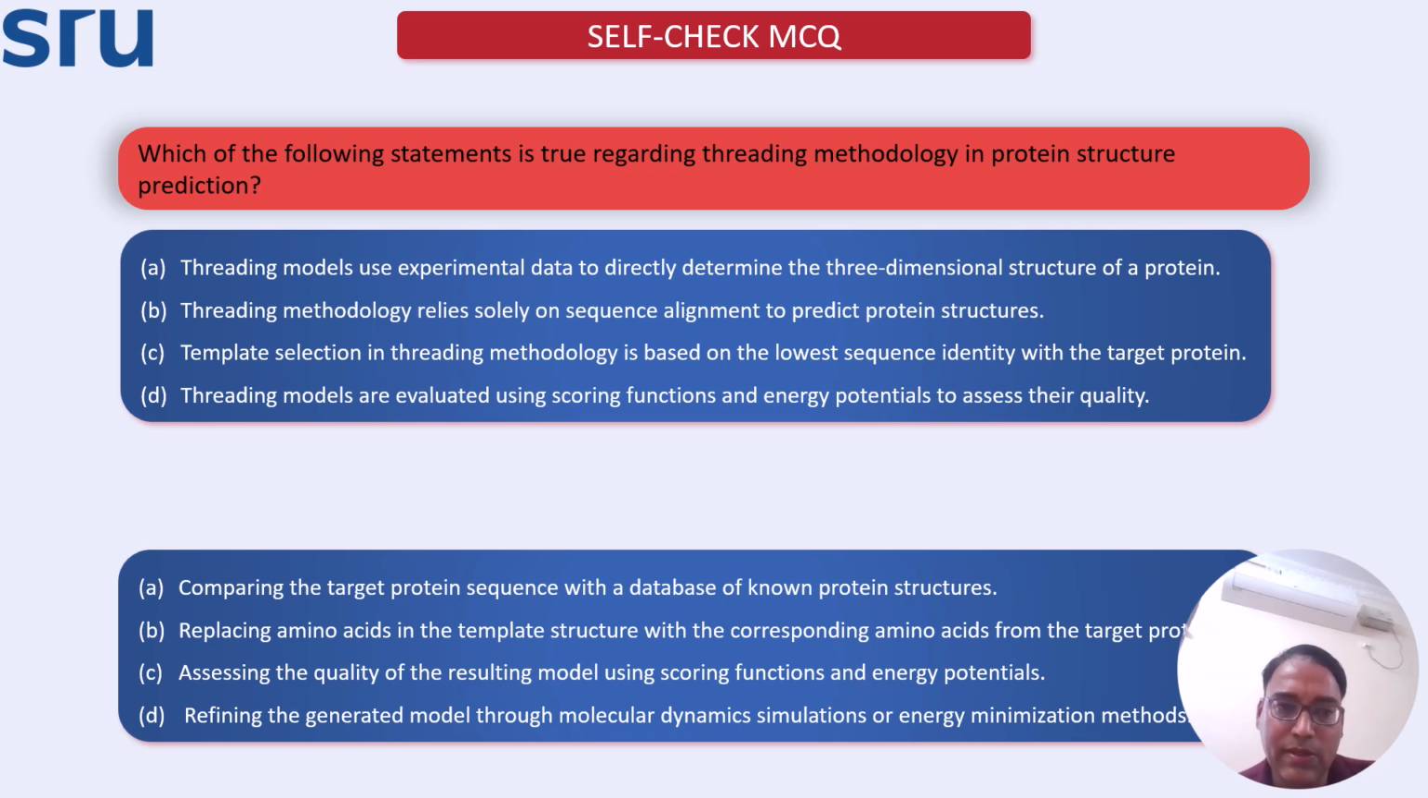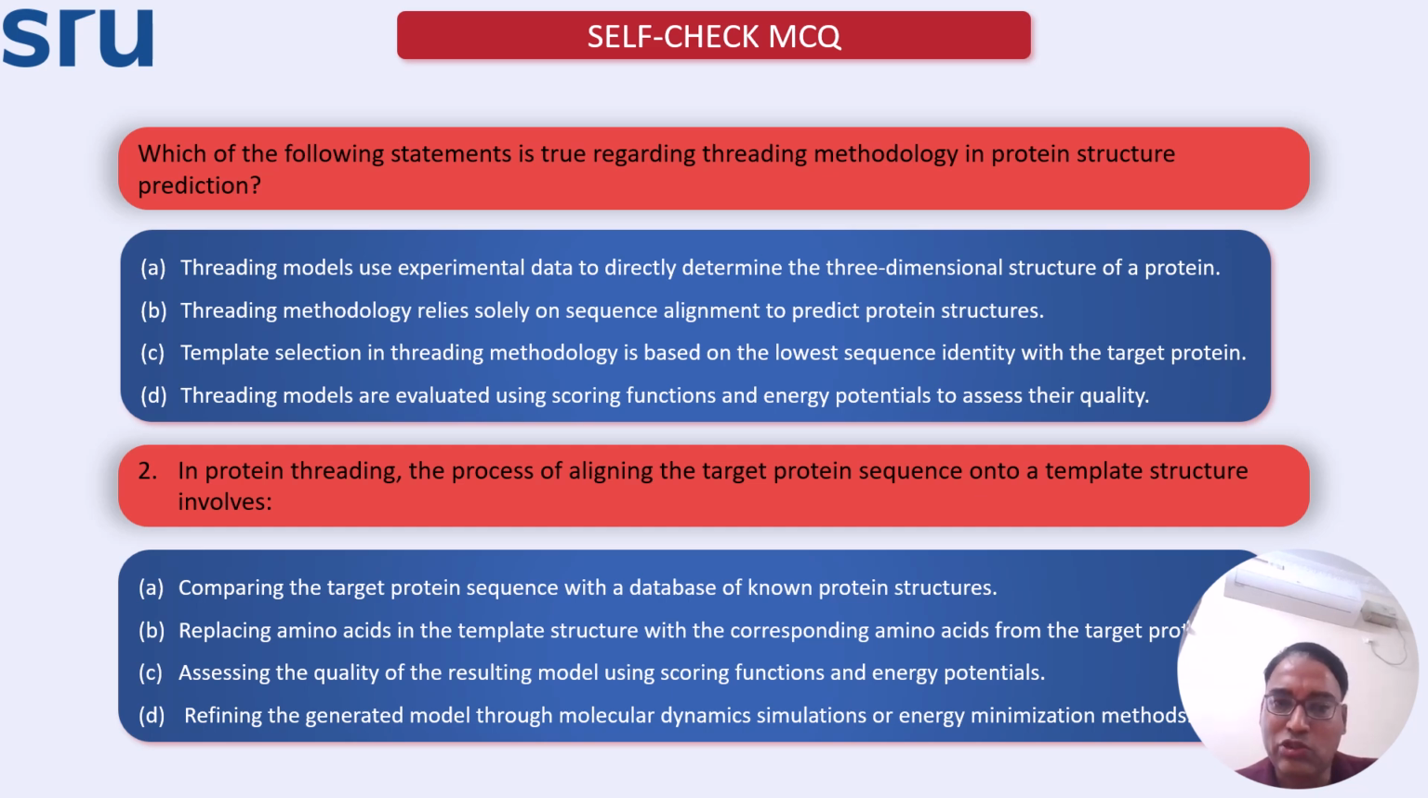Threading methodology in template selection is based on low sequence similarity with the target protein. Threading methods are evaluated using scoring functions and energy potentials to assess their quality. The last one is always there. See, I'm always using the last part. Okay, energy is always used. So that last one makes more sense here.